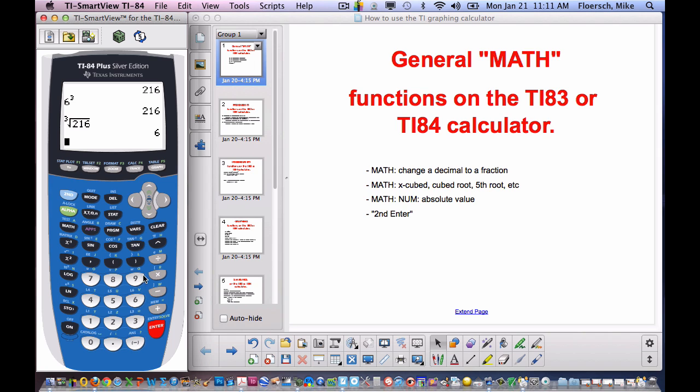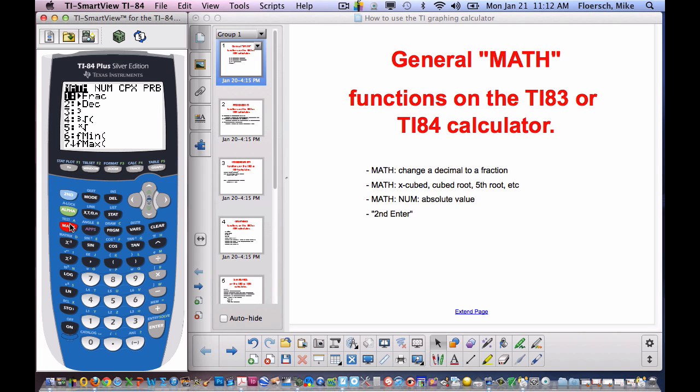Let's say I want to do the fifth root of a number. Let's try doing the fifth root of 216. So this time I'm going to do 5 math and hit this x root symbol, and whatever number you put in front of this symbol will be whatever root you're talking about. So I'm going to do the fifth root, so I'm just going to hit number 5, fifth root of 216, and I hit enter, and it gives me 2.934, my answer.